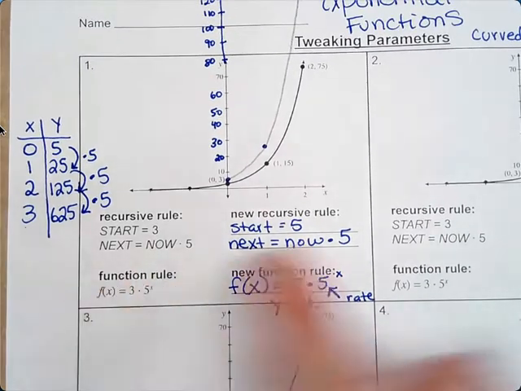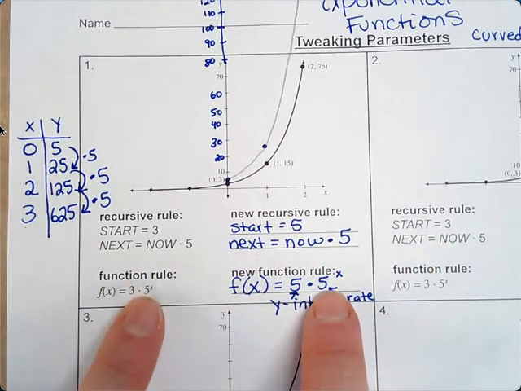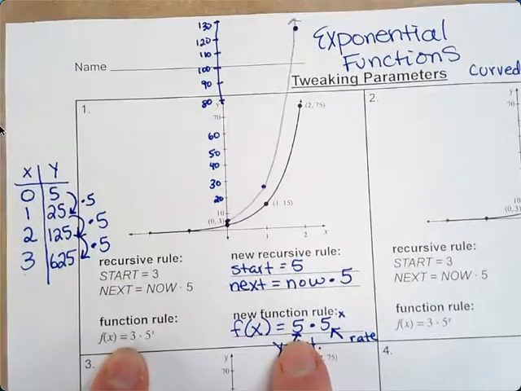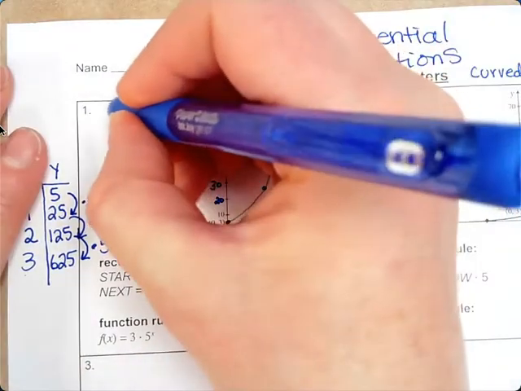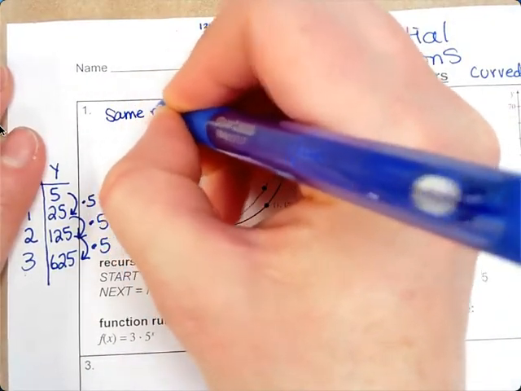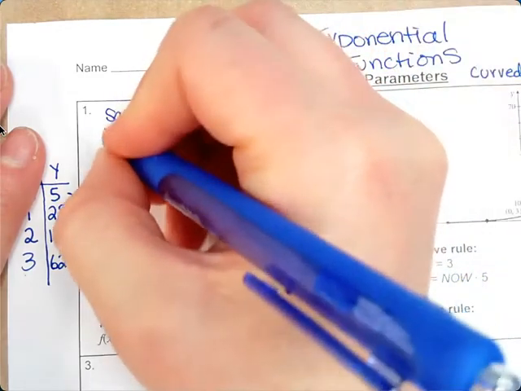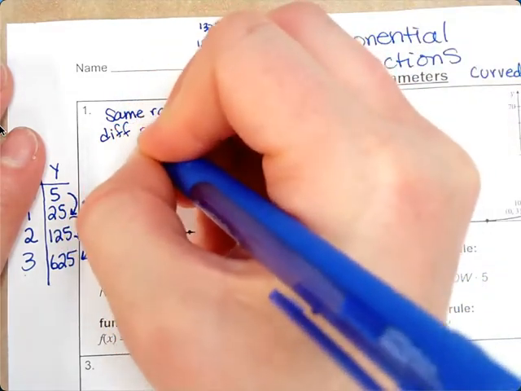So this one had the same rate as this one, just a different start value. So write that here. Same rate, different start.